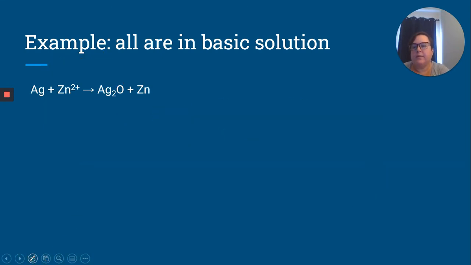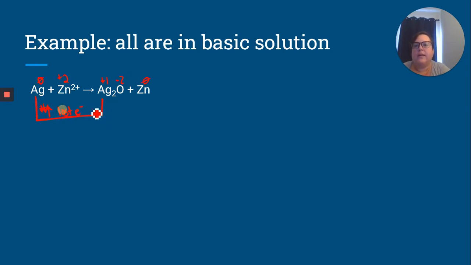All right, the first thing that we want to do is do our oxidation numbers. Silver is 0, zinc is +2 because of the charge, oxygen is -2. There's 2 silvers, so instead of silver being +2, it's going to be +1 because we're dividing by the subscript, and then zinc here is 0. So silver goes from 0 to +1, so the oxidation number has gone up, which means it lost electrons.